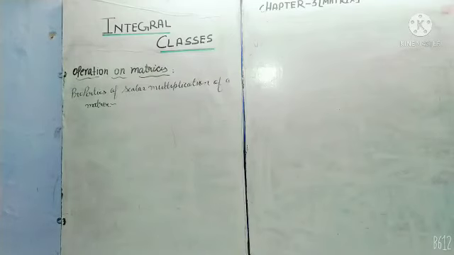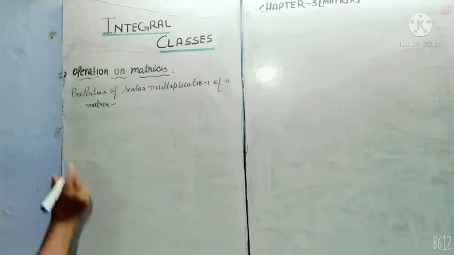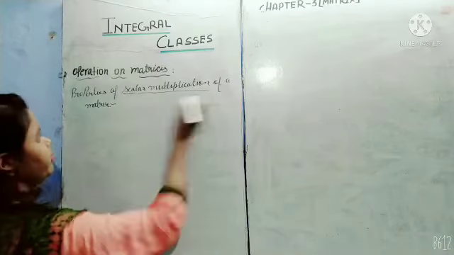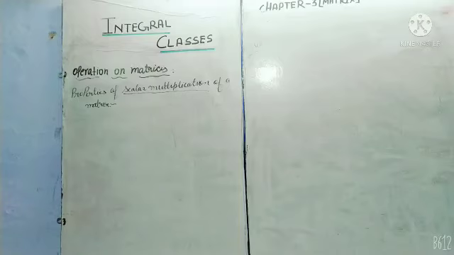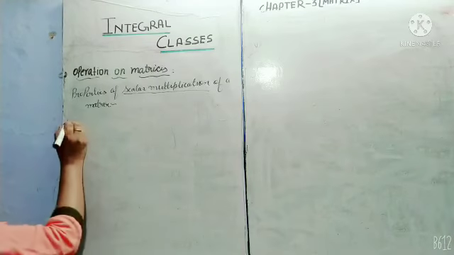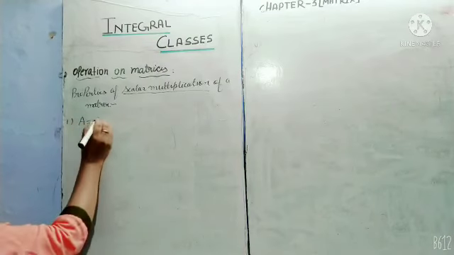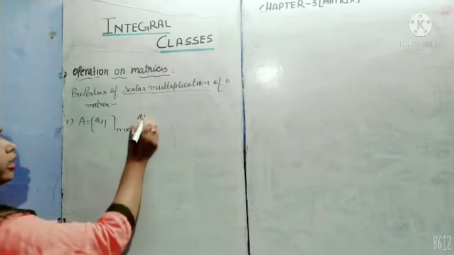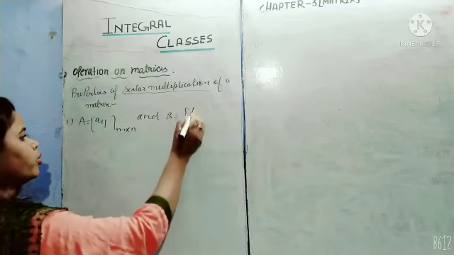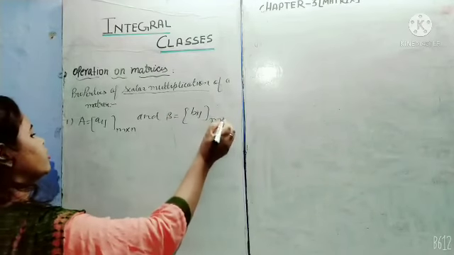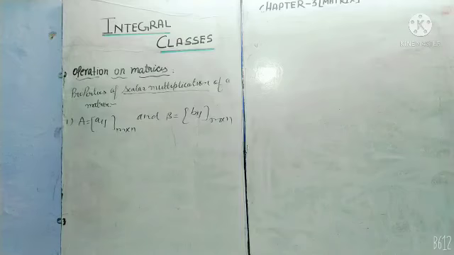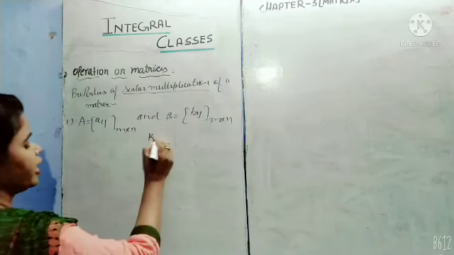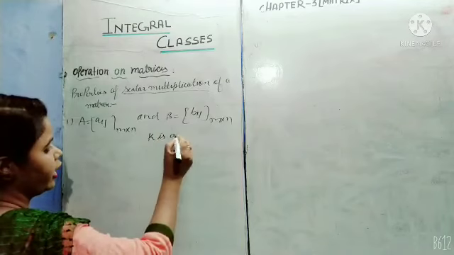Now student, we have done the properties of matrix addition. Now we will learn the properties of scalar multiplication of a matrix. For this again we will consider two matrices, A equal to Aij which has order m into n, and B equal to Bij which has the same order, and K is any scalar, it means any constant.